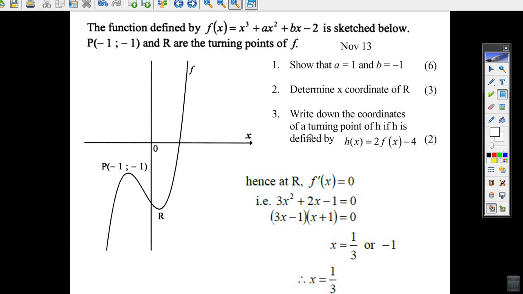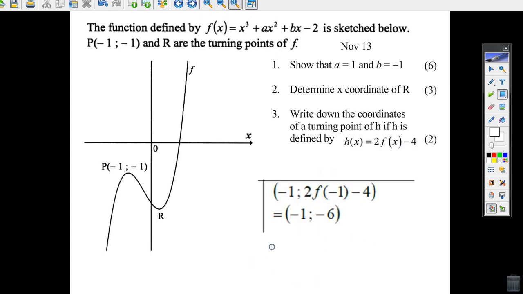Now the last question says, write down the coordinates of a turning point of a new function if the new function is defined as twice as big as f of x and then 4 down. Well, all you do is you take the original turning point, x is equal to -1. So you take f of -1, what the actual value was, and f of -1 was -1. And you go 2 times -1, and then you subtract 4. They're telling you to take away 4.